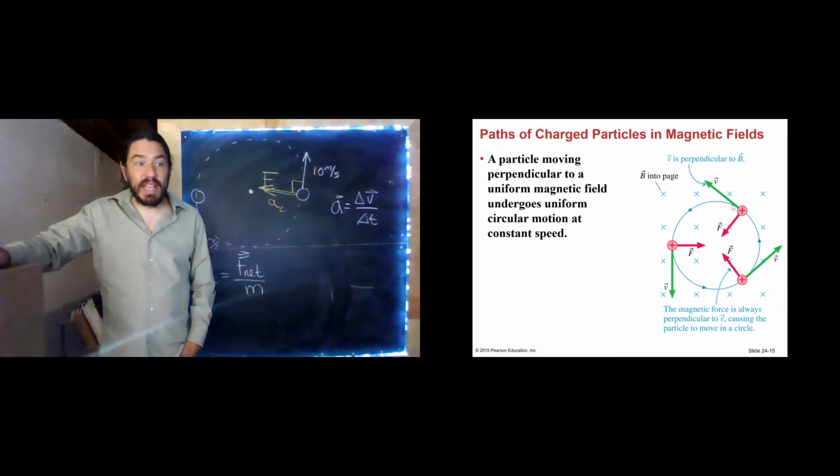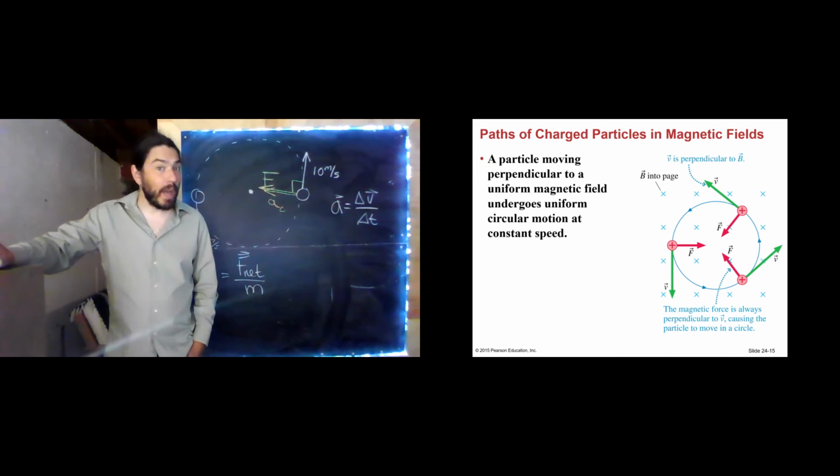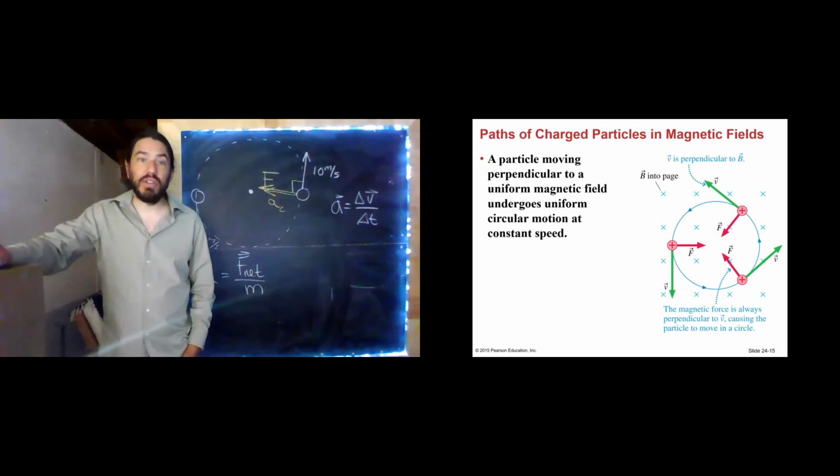But whenever we see a velocity perpendicular to a force, we are looking at circular motion. And so if we have a particle that is moving perpendicular to a uniform magnetic field, it is undergoing uniform circular motion at a constant speed. Again, a force perpendicular to the direction of the velocity does no work, therefore it does not speed it up or slow it down, it simply changes the direction of the particle.